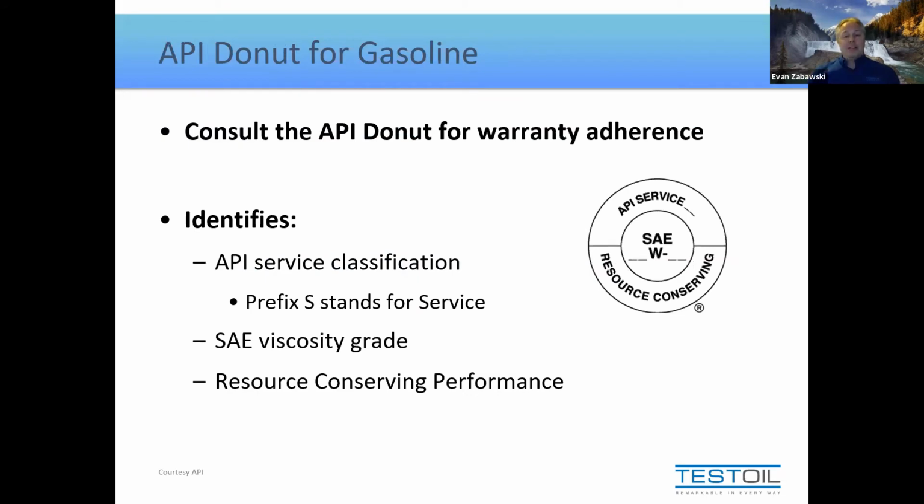And I don't have time to get into the whole donut here, but basically you've probably seen this format before. Top half refers to service categories. Bottom half may or may not refer to resource conserving, but smack in the middle of that donut says something about the SAE viscosity. And you go, SAE viscosity, how did they come up with those numbers? What do they mean? So that's where we need to take this presentation now.